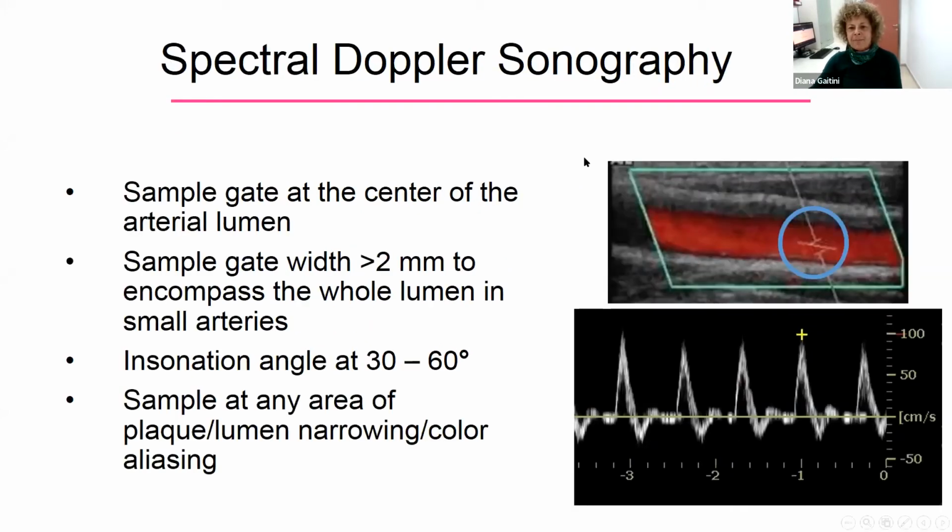The third step is to perform the spectral Doppler sonography. So we may place the sample volume at the center of the arterial lumen. Normally the width will be 2 millimeters, but we may expand it to encompass the whole lumen when we have small arteries. And we have to keep an insonation angle of 30 to 60 degrees. This is very important to have a good velocity. We sample at any area of plaque, lumen narrowing or color aliasing.